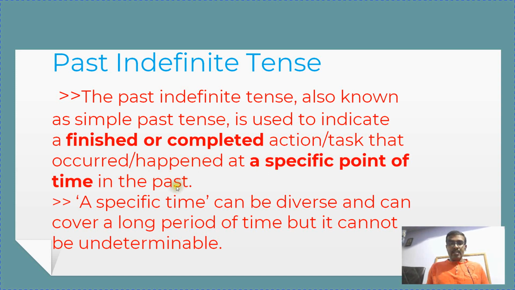Okay, simple past tense: a specific time, or it might have covered a long period of time in the past and it was completed. It was over. So to express completed actions in the past, many years ago or many hours ago or many days ago, for denoting such types of actions in the past we use simple past tense.